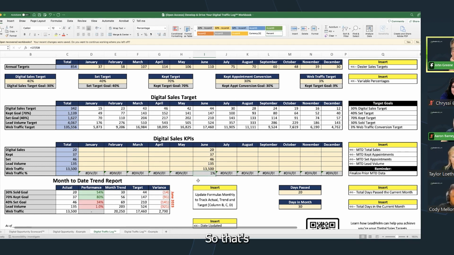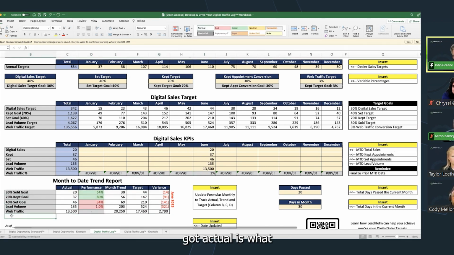Okay. So that's actual performance. This would be something that you would go in and input every day. So at the end of today, as you're checking out, one thing I would do is go back in and update all those things. Maybe we sold another one today. We had 2 more kept appointments, whatever the stats are, continue to input those, because what we're starting to see on the bottom left-hand corner is this trending report.